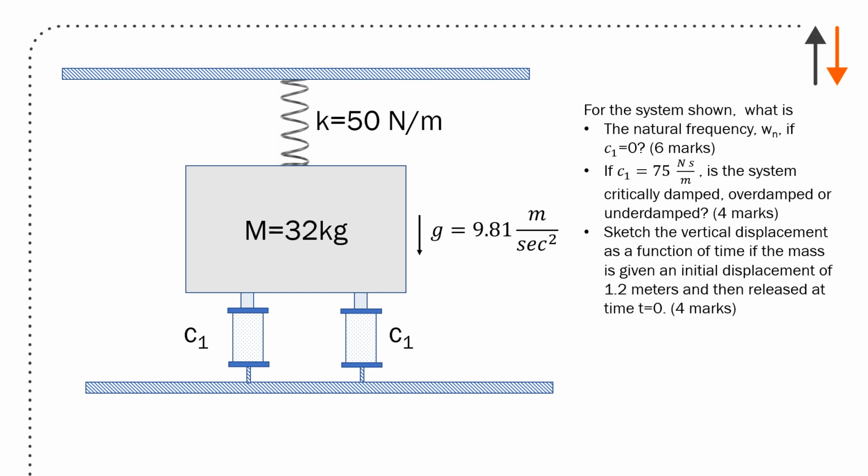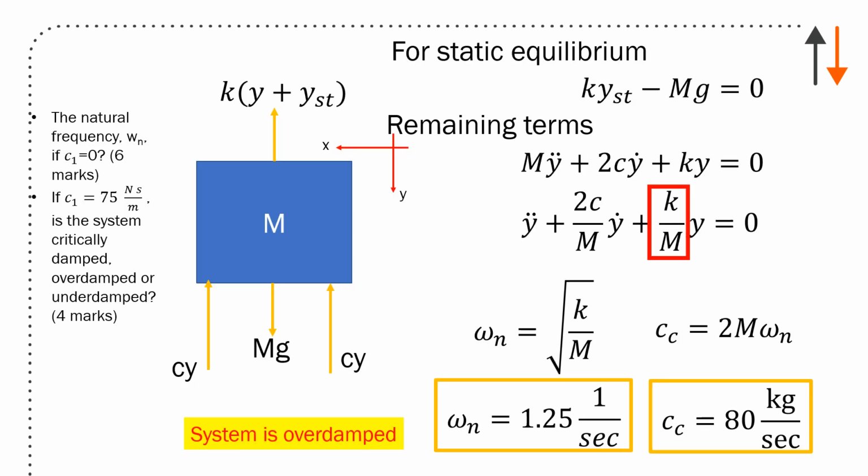It's not terribly complex. What's the natural frequency if c1 equals 0, if c1 equals 75 newton seconds per meter? Is the system critically damped, overdamped, or underdamped? Sketch the vertical displacement as a function of time if the mass is given an initial displacement of 1.2 meters and then released at time equals 0. So I've got x at 0 and x prime at 0. So I can write all the terms out of static plus this. So that's my static equilibrium term.